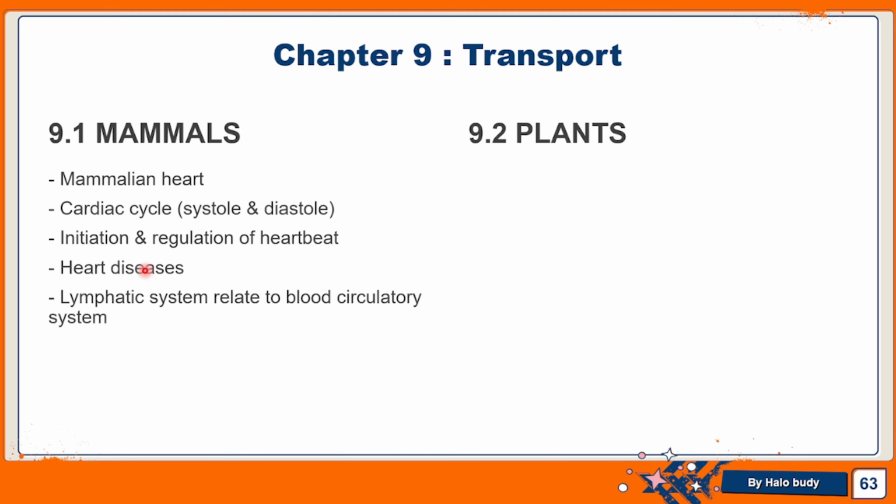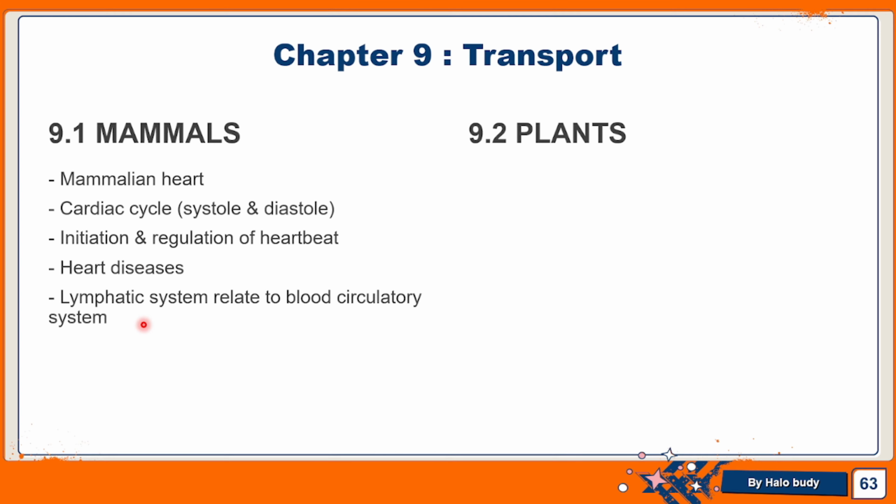The third one is heart disease, which is cardiovascular disease. So you will learn about hypertension, arteriosclerosis, heart attack. These three, you need to learn the causes and the development. What caused hypertension? And what are the effects of hypertension? What caused heart attack? What caused arteriosclerosis? All these heart diseases.